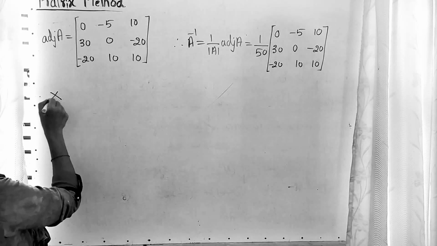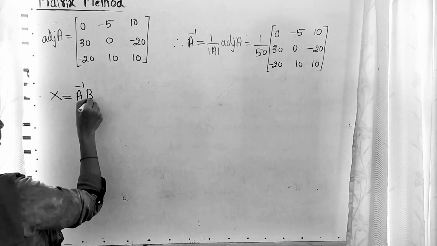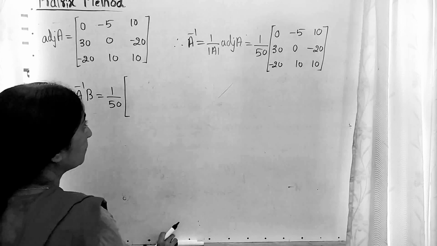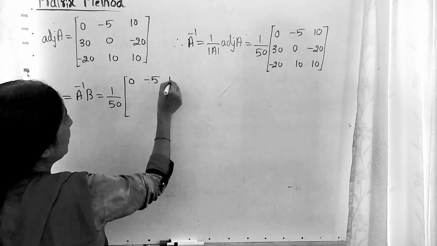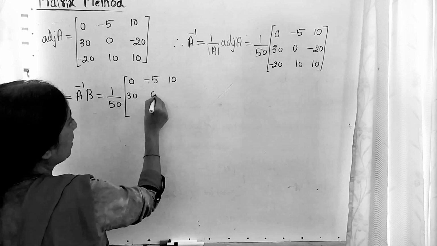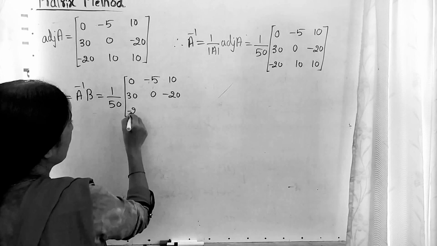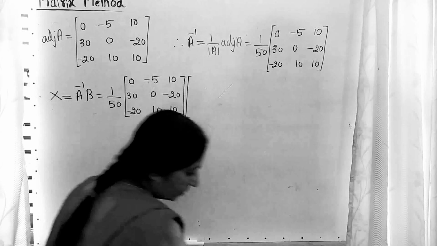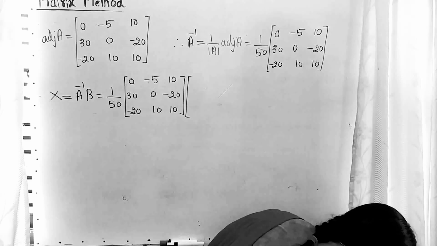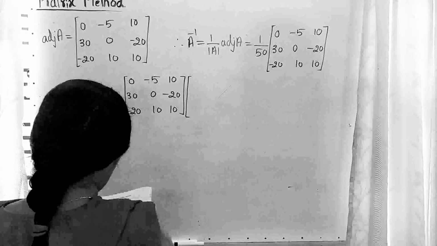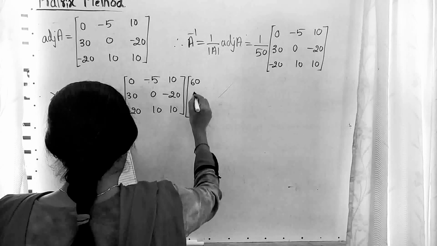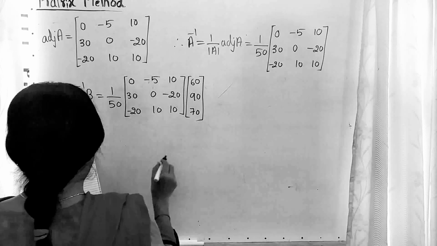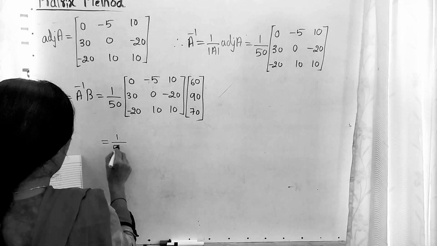Therefore, X is equal to A inverse into B. That is 1 by 50, 0, minus 5, 10. 30, 0, minus 20. Minus 20, 10, 10. And what is B? B is the constants. That constant values are 60, 90, 70. Now multiply these two matrices. 1 by 50 I kept as it is.